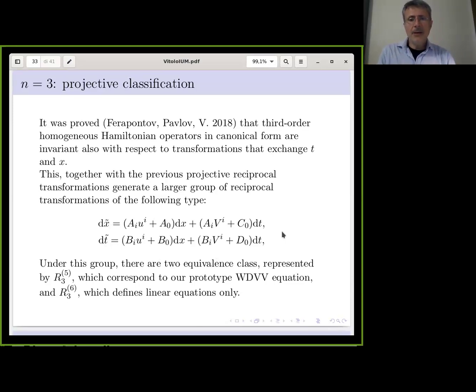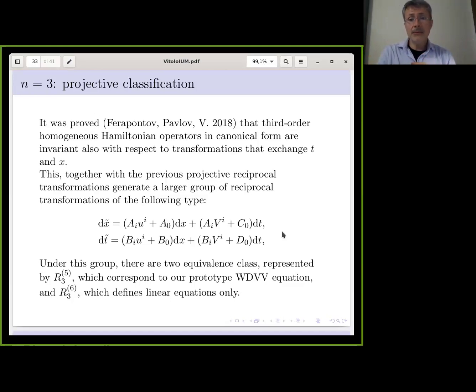And they will be basically R5 and R6. So R6 is the constant coefficient operator, and R5 is the prototype WDVV equation. So nothing new indeed, under the action of this big group. The point is that even when you know that the equivalence classes are very big, they are just two, how to recognize the transformation that brings one member of this class into the canonical form, this is very, very difficult.